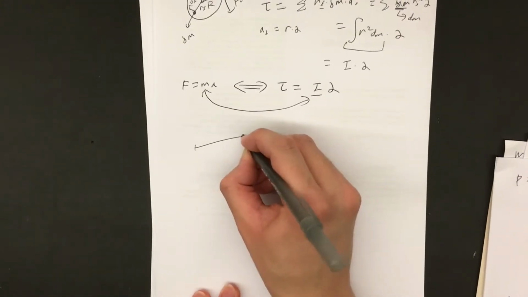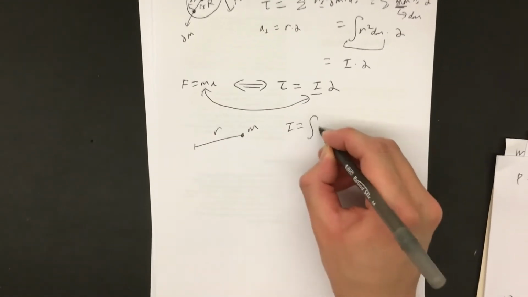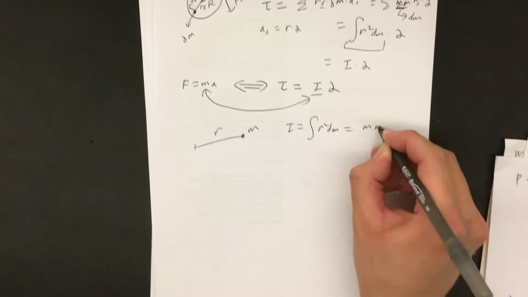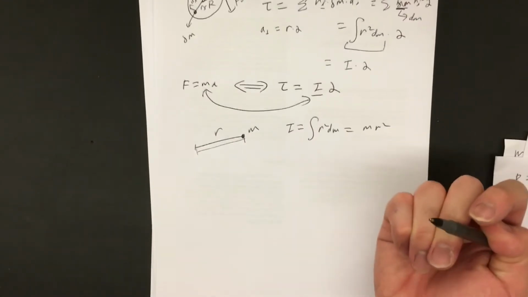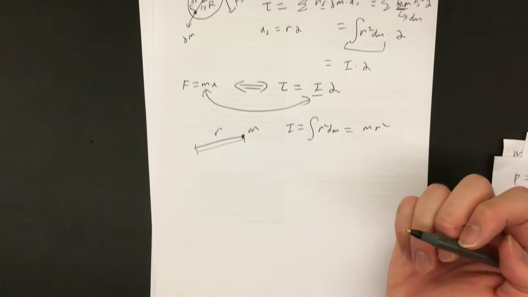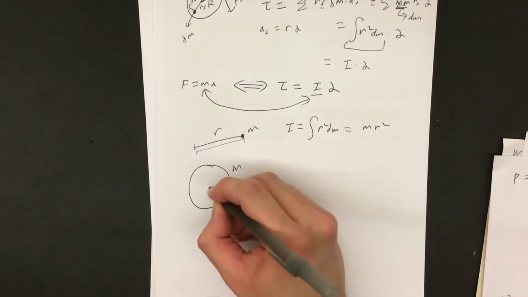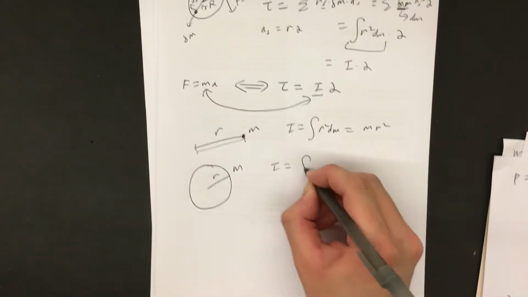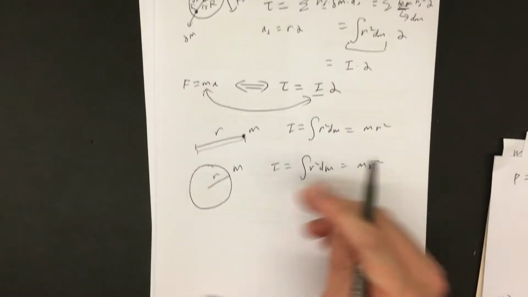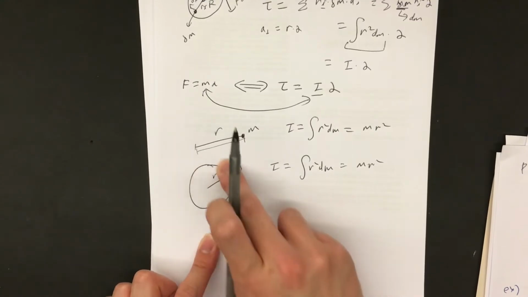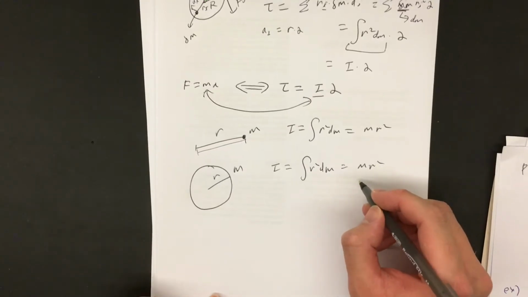Let's say a point mass of mass m is separated by a distance r. Then the moment of inertia, which equals the integral of r squared dm, is simply m r squared, because there is only this one point mass separated by distance r. Similarly, if there is a ring with mass m and radius r, the inertia, which equals the integral of r squared dm, is also m r squared, because all of these small masses within the ring are separated by distance r, so the inertia, similar to a point mass, is m r squared.